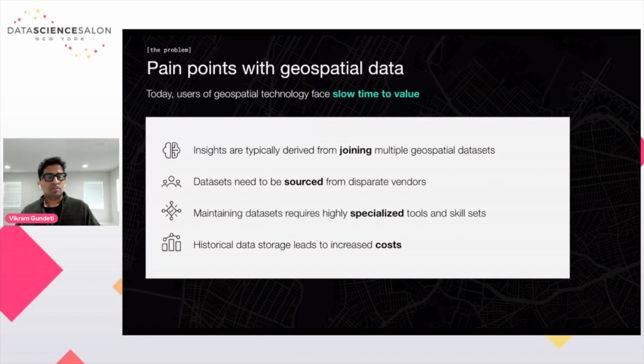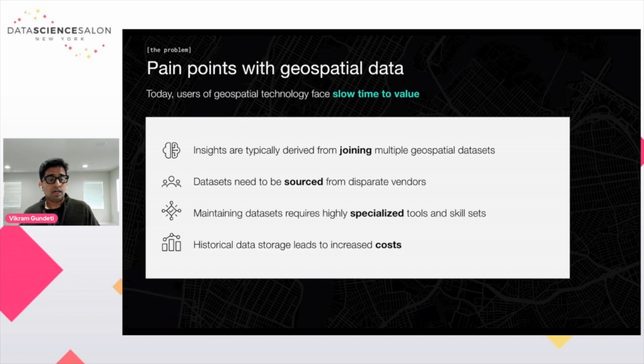So to summarize, insights from geospatial data are typically derived from joining multiple geospatial data sets. And these data sets are typically sourced from disparate vendors, so you need to work with different vendors to get all these data sets. And even if you have sourced them, there is a lot of specialized expertise needed, like special tools such as PostGIS or expert personnel to maintain these data sets and merge them in a way that is usable.